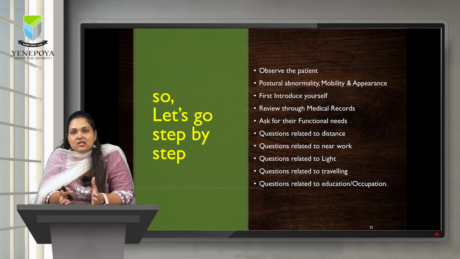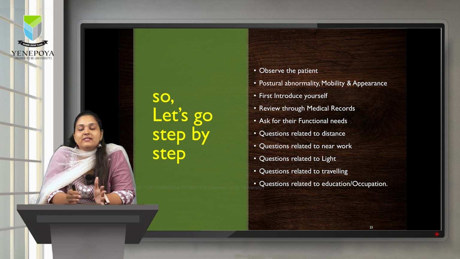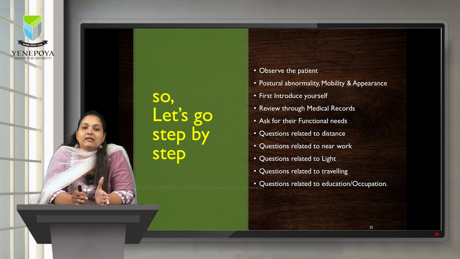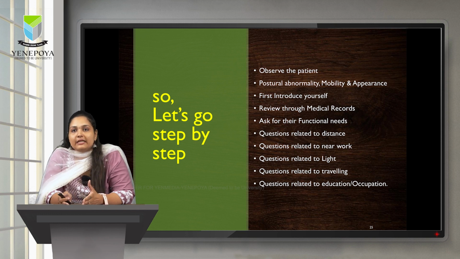First, observe the patient. Observe whether they have any postural abnormality, any mobility issues, and what their appearance is. Then introduce yourself. Then go through their medical records. Then ask for their functional needs, from the time they get up in the morning till they go to sleep, what they are doing in their daily life, and how you can help them continue their daily or functional needs.